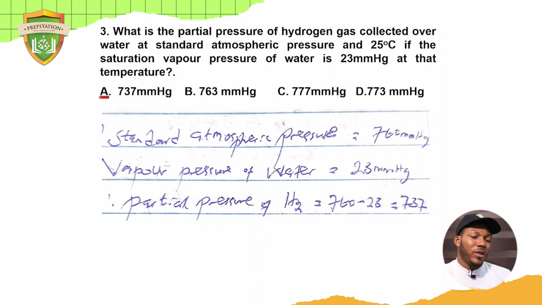This one is a very straight question. Now the question is, what is the standard pressure of a gas? 760. Now this gas was collected over water at 25 degrees Celsius. Simply subtract the vapor pressure of the water from the standard pressure of the gas, and you get your answer. So that will give us 760 minus 23, which is 737 mmHg. The answer here is option A.